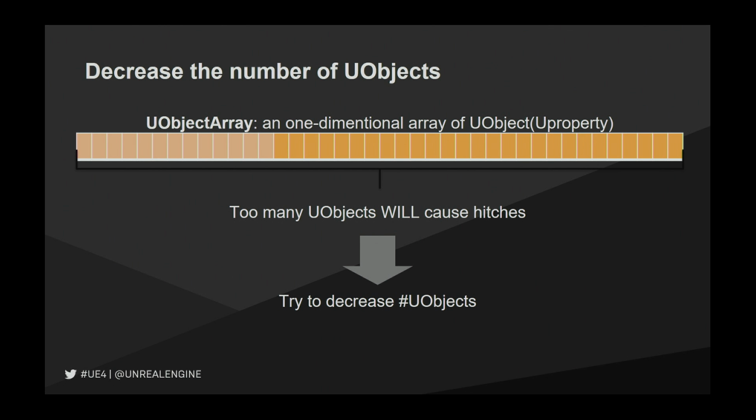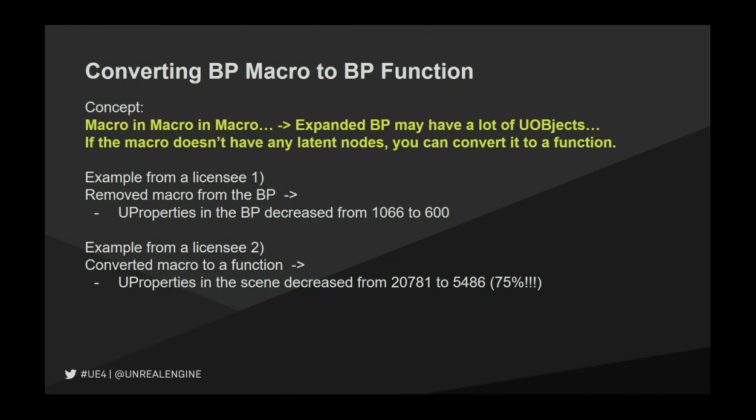So one thing you can always do to decrease garbage collection times is just decrease the number of U objects. And we've identified a number of areas that are easy wins for this. I mentioned a little bit earlier, but blueprints can tend to contain a lot of U properties like bool or float properties. And we've seen before that heavy usage of macros led to a lot of U properties existing.